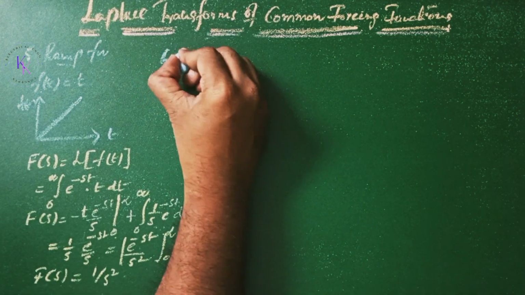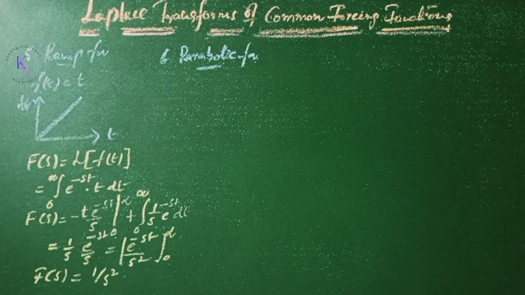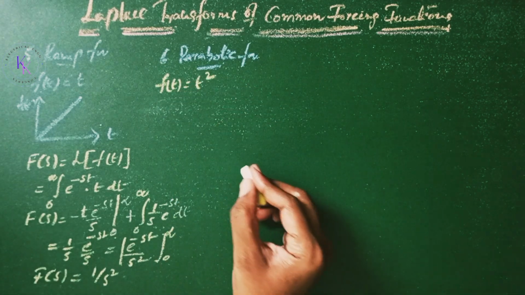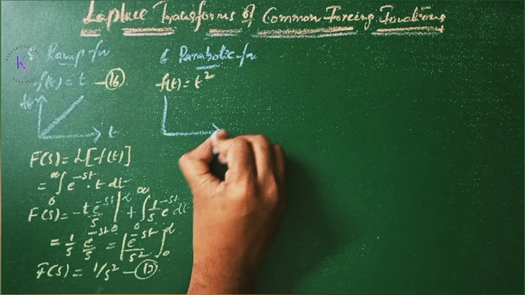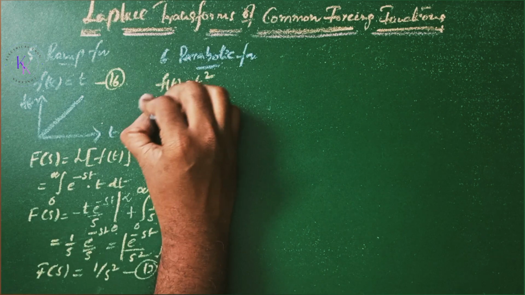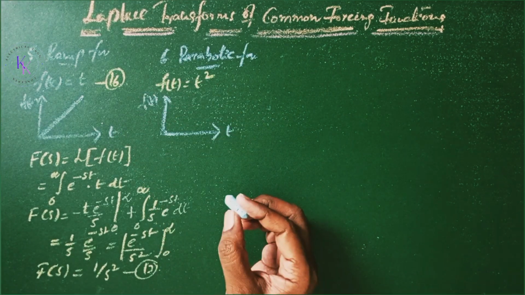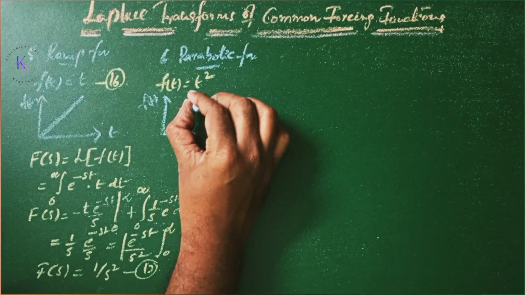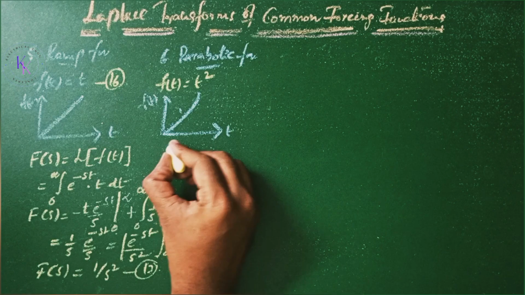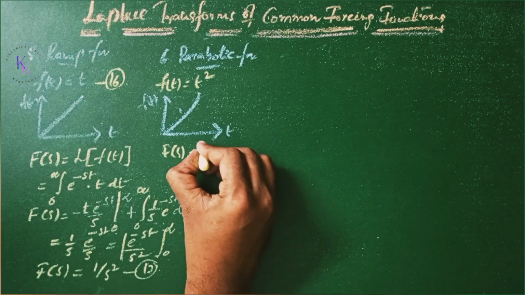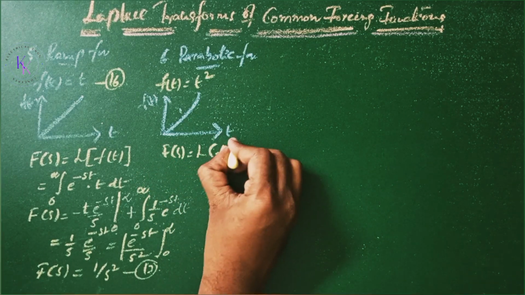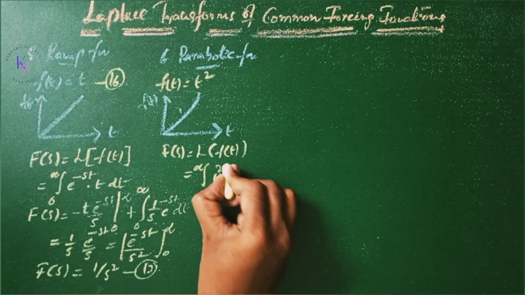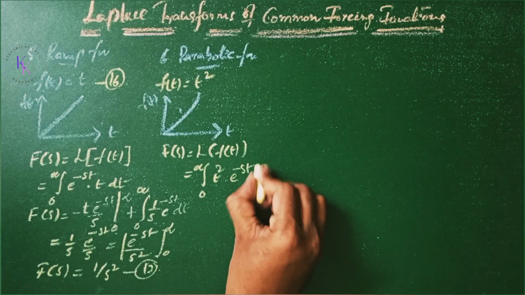The sixth one, parabolic function. The parabolic function is given by f of t equals t square, graphically represented like this with t and f of t. For 0 it's 0 square, 0; for 1, 1; and for 2 it's 4, right? See, increasing. Applying the Laplace transform, that is F of s equals the Laplace transform of f of t, that equals the integral from 0 to infinity of t square e power minus st dt.